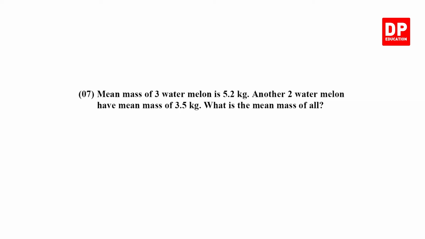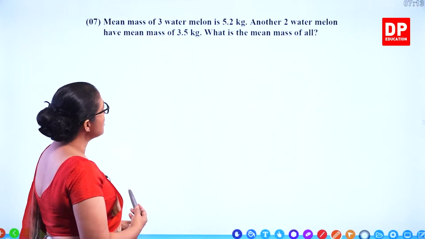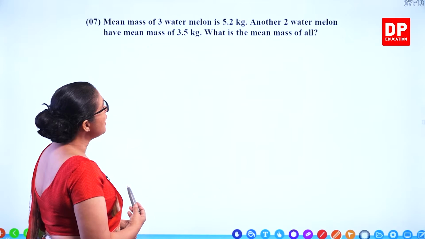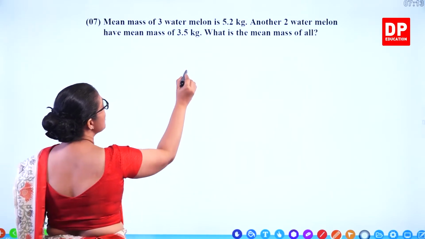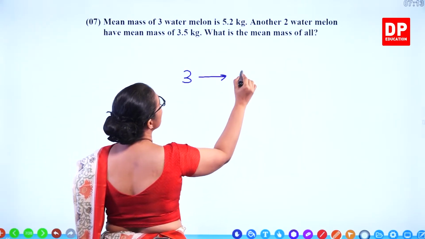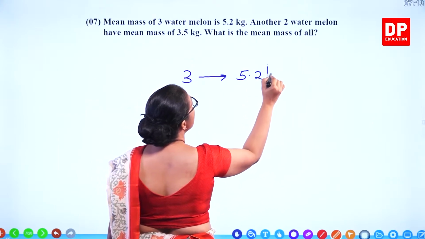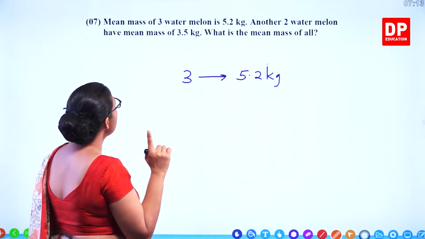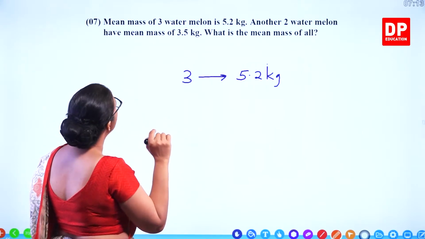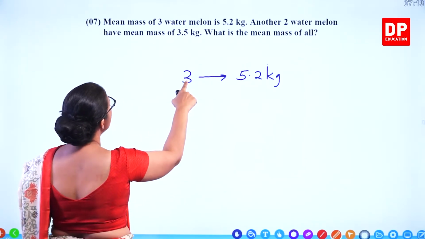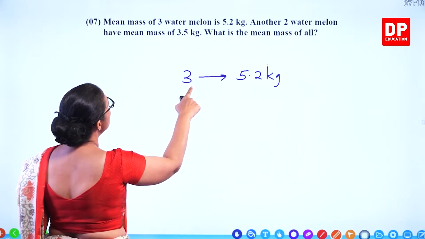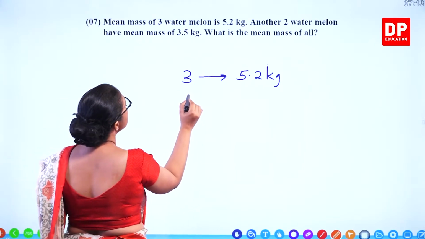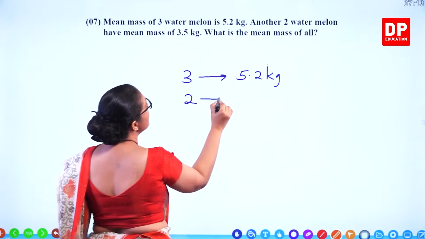Question number 7. Mean mass of 3 watermelons is 5.2 kilos. That's 3 watermelons, 5.2 kilos. Another 2 watermelons have mean mass 3.5. So this is the average. So another 2 mean mass is 3.5.